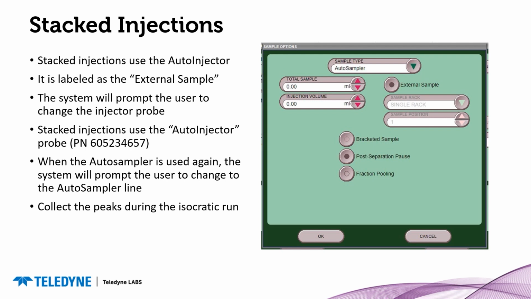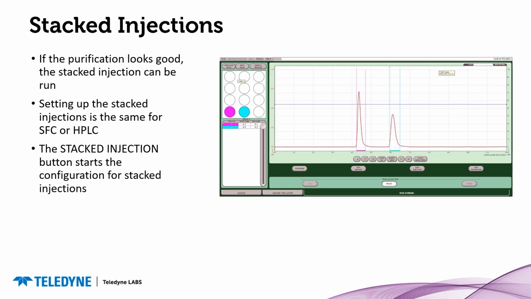The system will prompt the user to set up the injection probe and will prompt the user to change or replace the autosampler probe when it is needed. Collect the peaks during the run. The post-separation pause will work even if a single injection is used. If the purification is good, the stacked injection can be run. Note that the focus gradient generator adds a column wash step. Remove those solvent gradient segments with the method editor prior to the run.